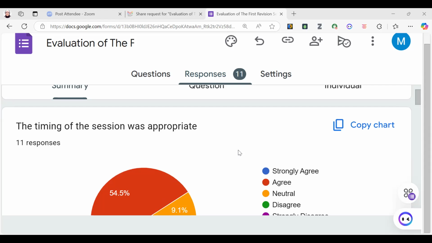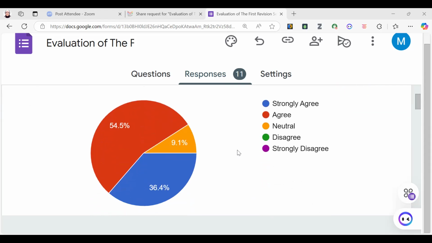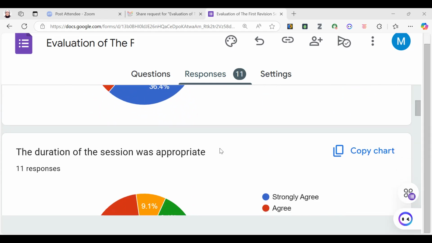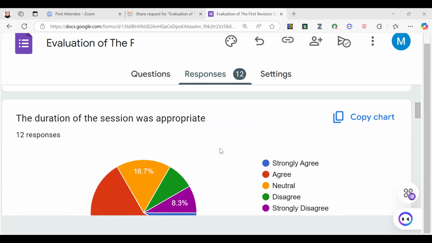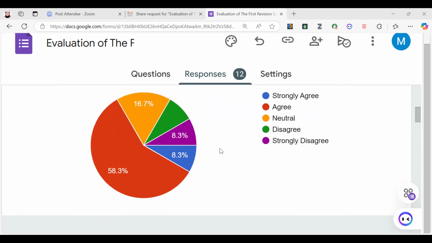The timing of the session was appropriate: 54.5% agree, 36.4% strongly agree, 9.1%, this is one student, neutral. They don't have a say. The duration of the session was appropriate: 58.3% agree, 16.7% neutral, these are two, and 8.3% strongly agree, 8.3% strongly disagree, and 8.3% disagree.